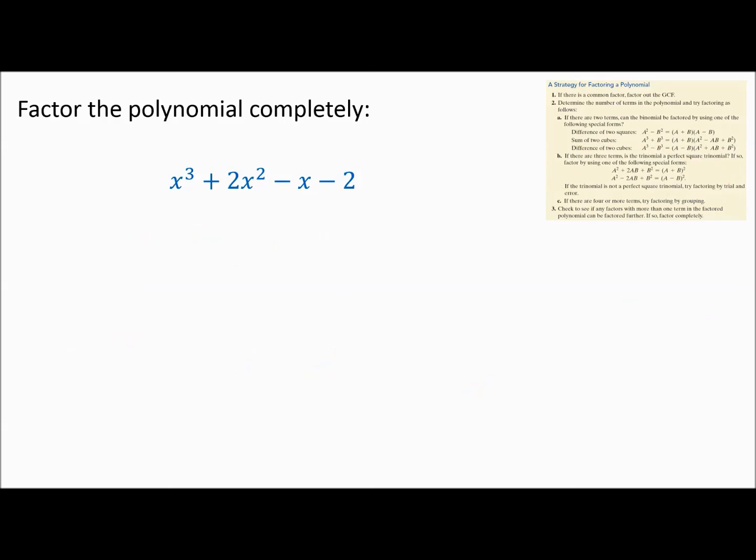All right, I've got 2 more problems for you that I want to make sure that we know how to do. Factor the polynomial completely. So I think about my strategy first. Is there a greatest common factor? Is there something common to all 4 of these terms?